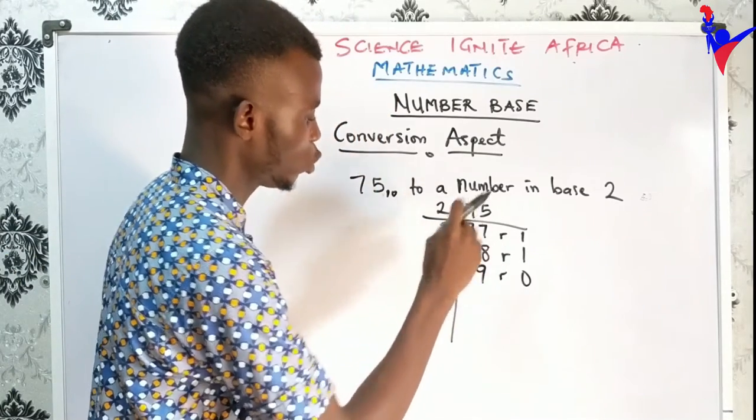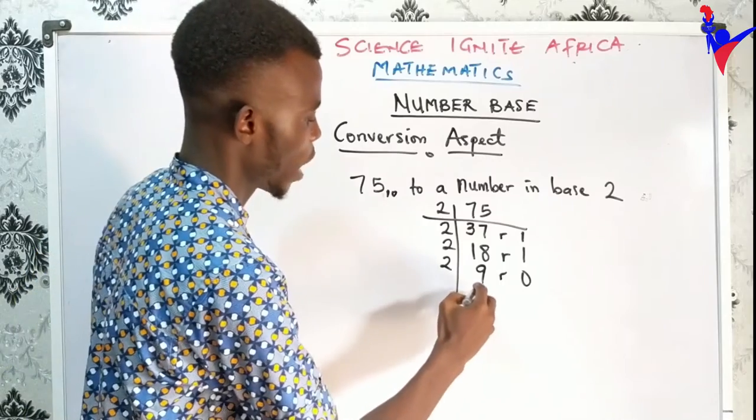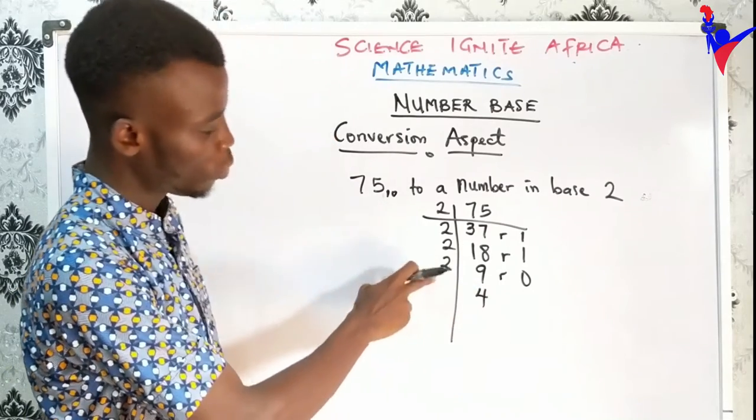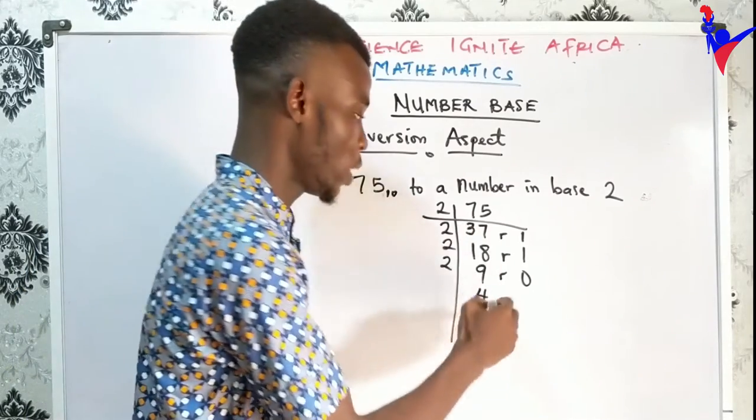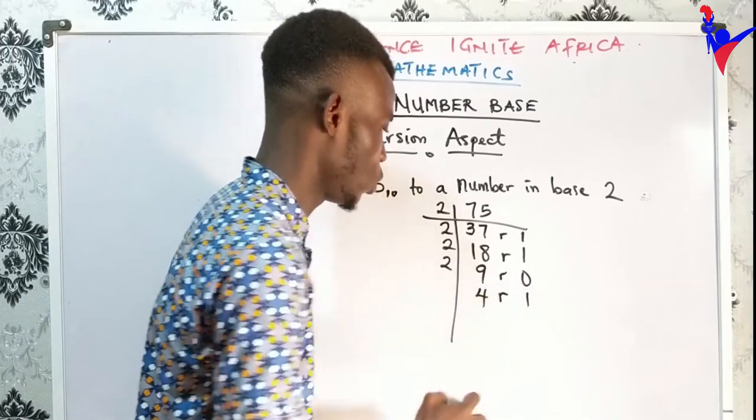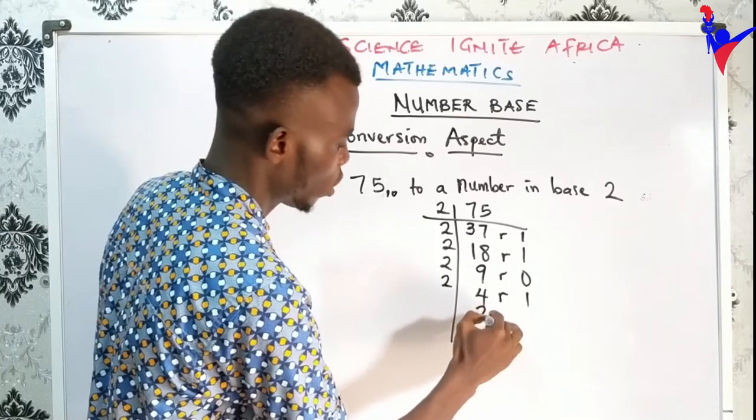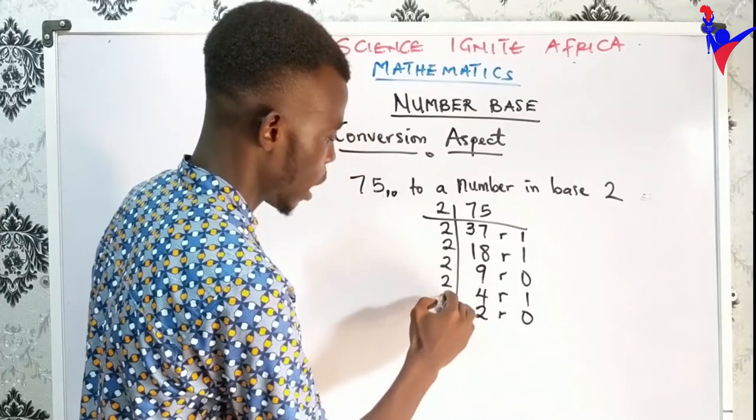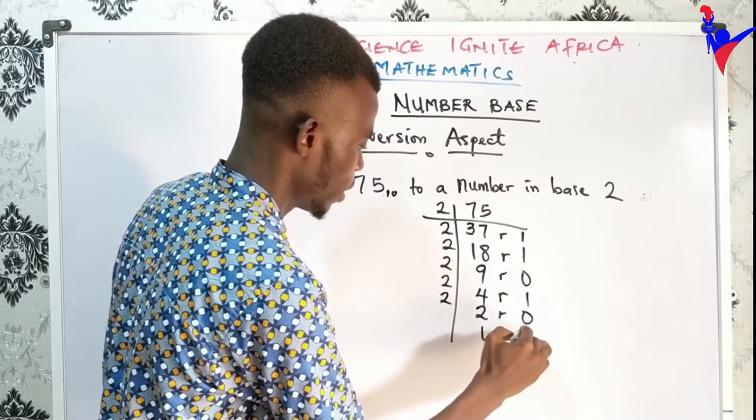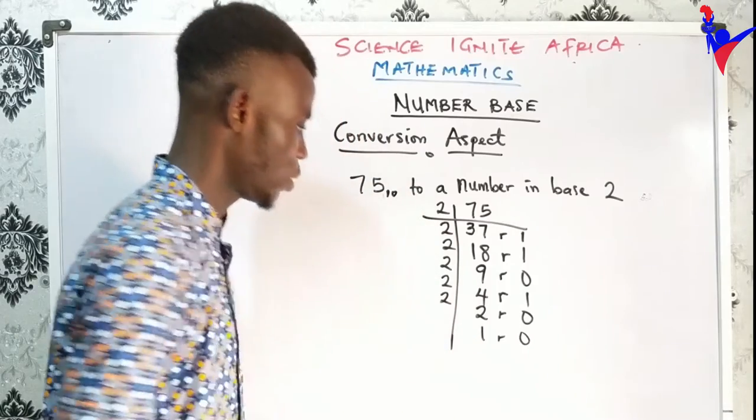Then we'll come again. 2 in 9, we'll be having 4. And 2 multiplied by 4 gives us 8. That means we'll be left with 9 minus 8, which is 1. Then we're having 2 here. 2 in 4, that will be 2. Remainder 0. And we're having 2 in 2, that will be 1. Remainder 0. When looking at this now, there's nothing to do again.